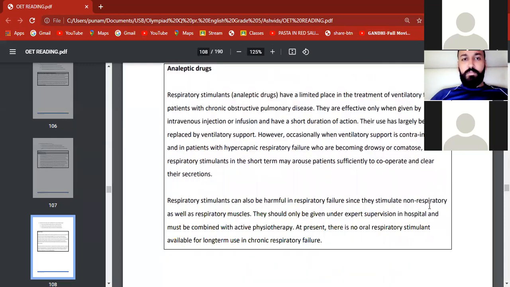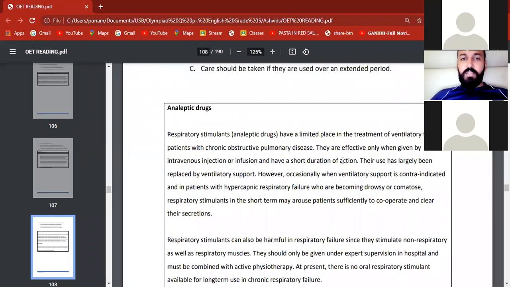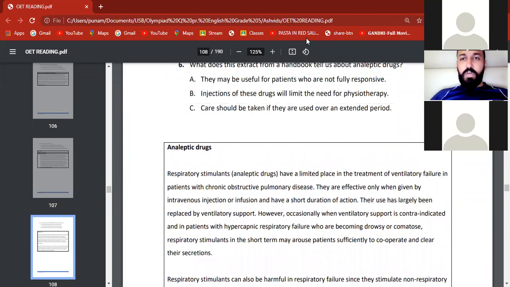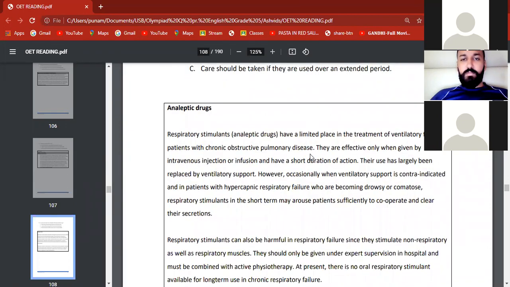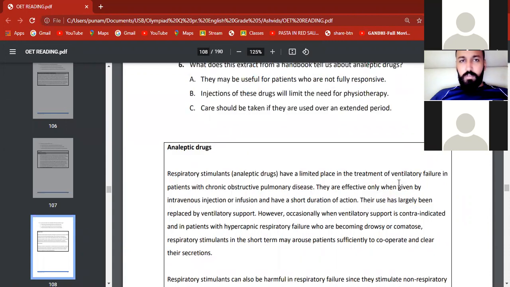Analeptic drugs, respiratory stimulants, have a limited place in the treatment of ventilatory failure in patients with chronic obstructive pulmonary disease. So the answer has no limited space. There's nothing mentioning about the answer because we are looking at analeptic drugs. They are effective only when given by intravenous injection or infusion and have a short duration of action.